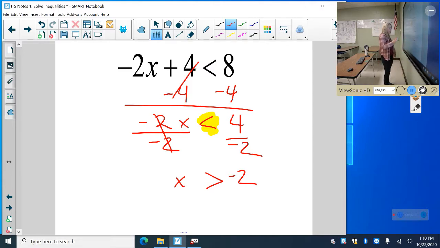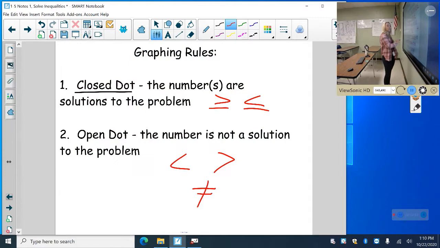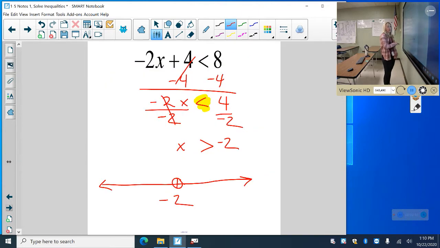And that's what it looks like. Now when you graph these, here's what I'm looking for on a graph. I want a straight line, and then you only have to actually put the number that you need. So in this case, negative 2. So I have negative 2 on my number line. And then I have an open dot on negative 2 because I have a greater than symbol. If you remember back here, we have an open dot when we have a greater than symbol. So that's why I have an open dot on negative 2.